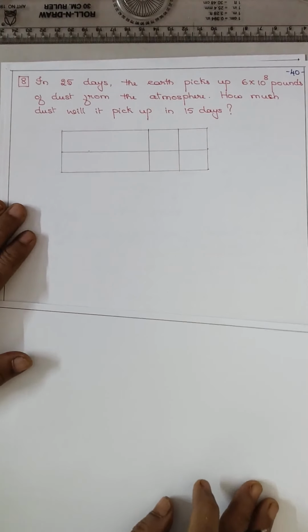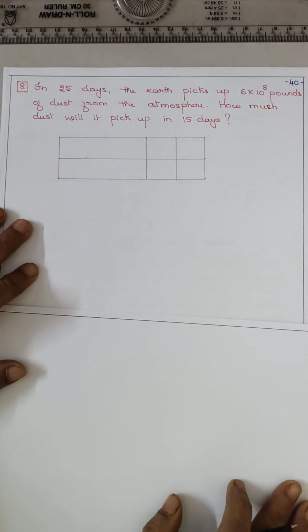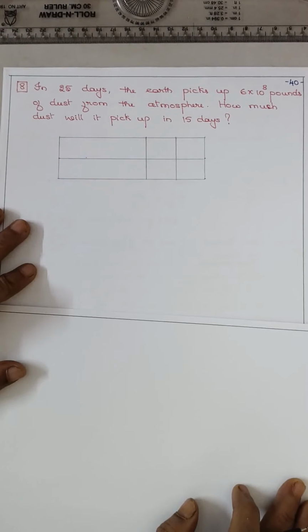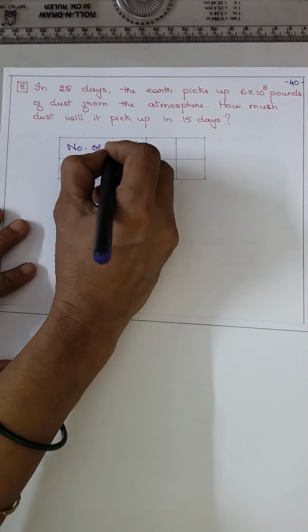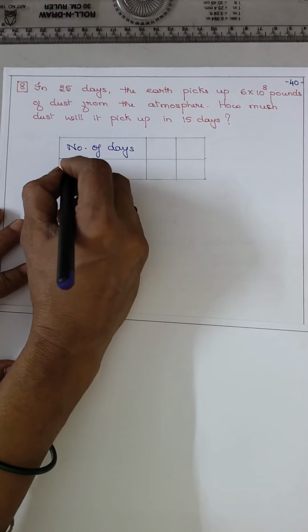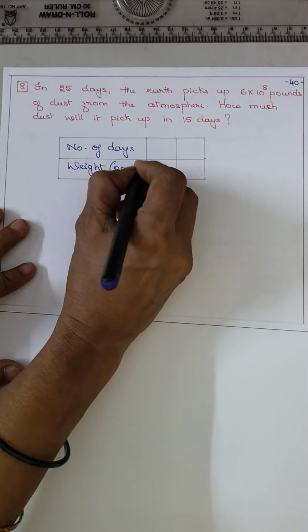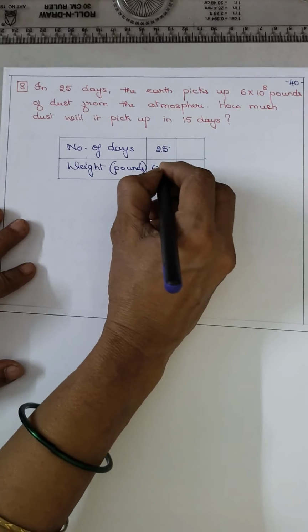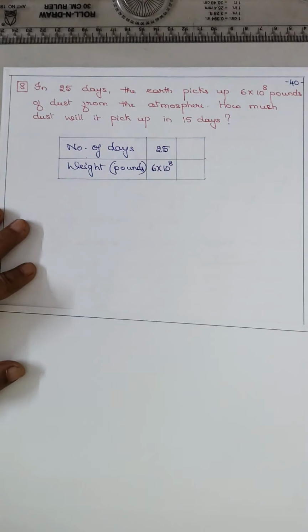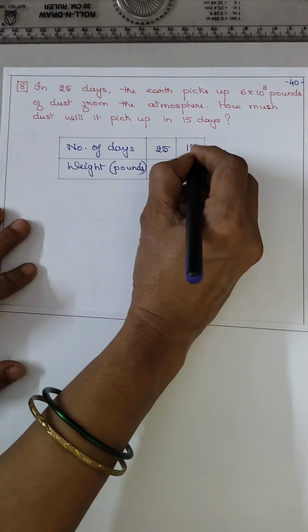In 25 days, the earth picks up 6 into 10 to the power 8 pounds of dust. Pounds, it is a unit of weight. Okay, so first number of days, next it is weight of dust in pounds. So in 25 days, it will collect 6 into 10 to the power 8. Let it be 10 to the power 8, no problem. Now, how much dust will it pick up in 15 days?